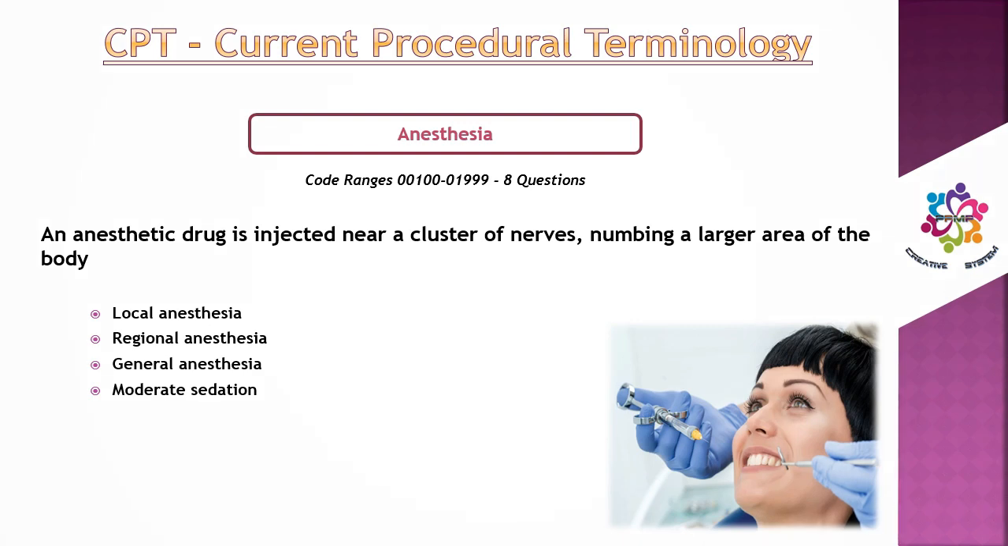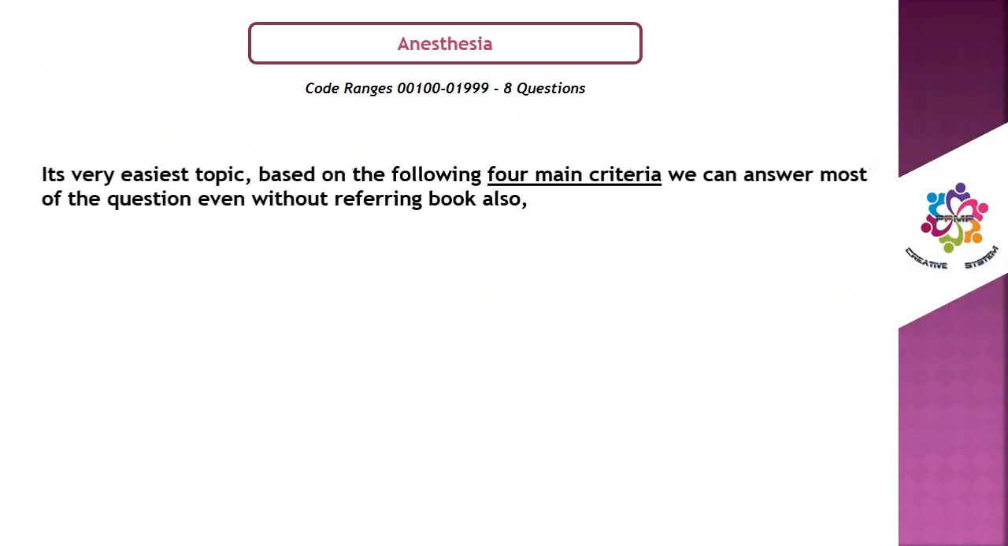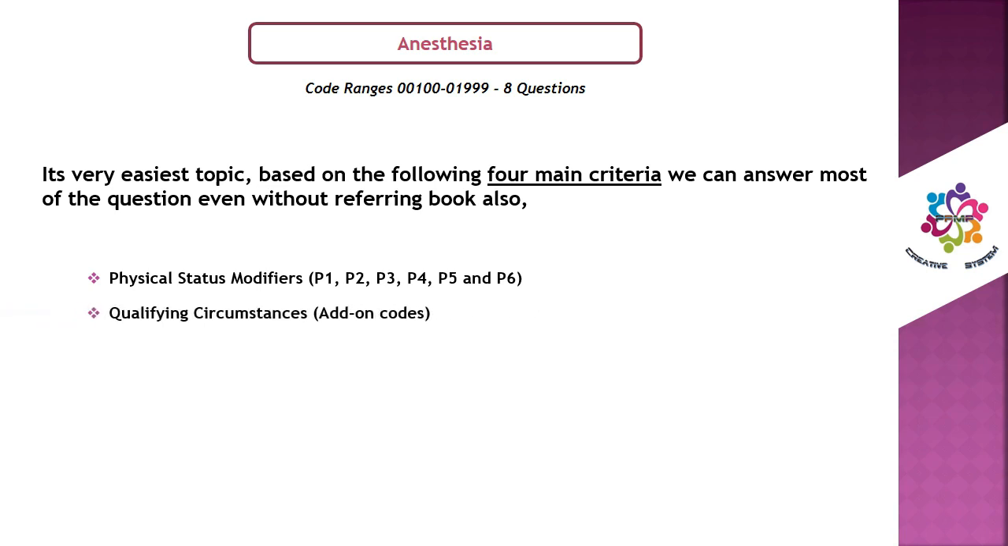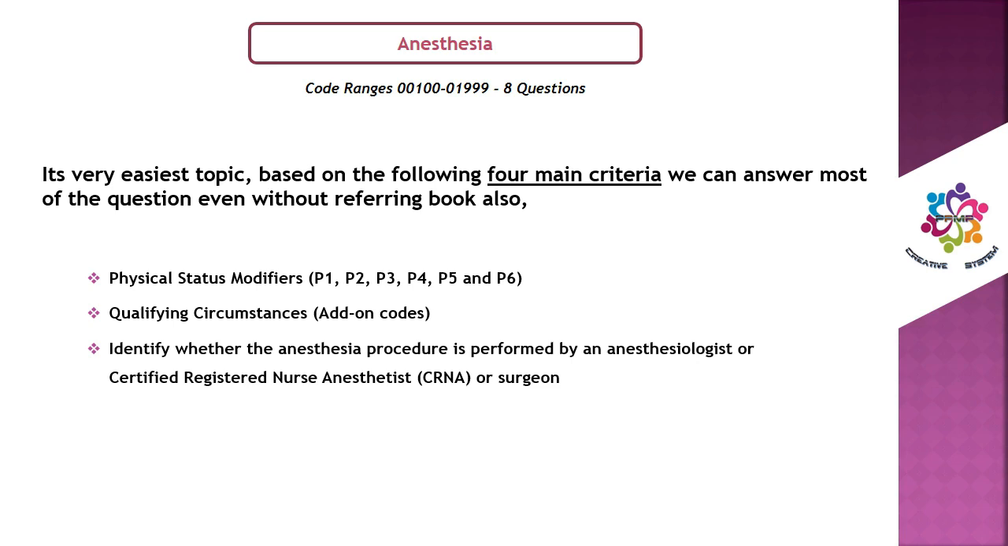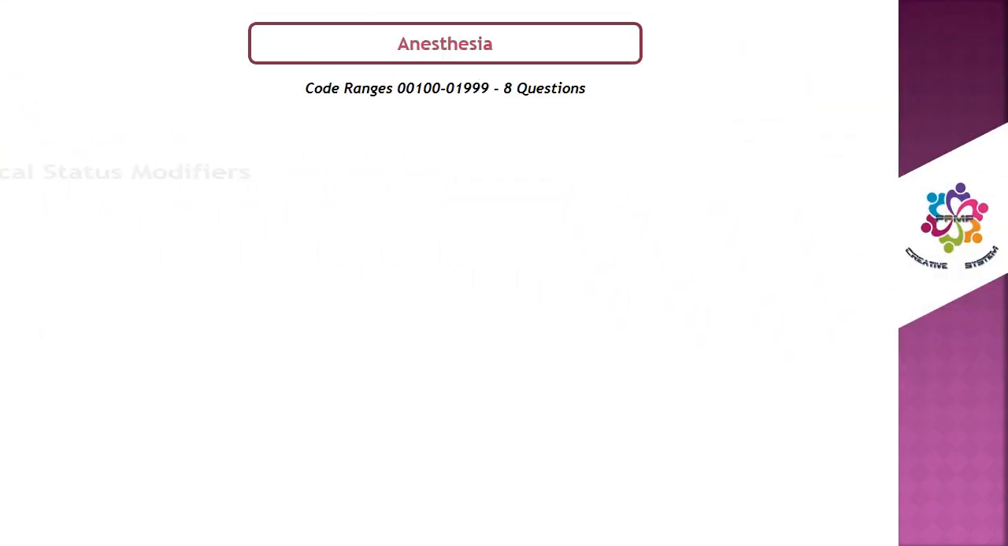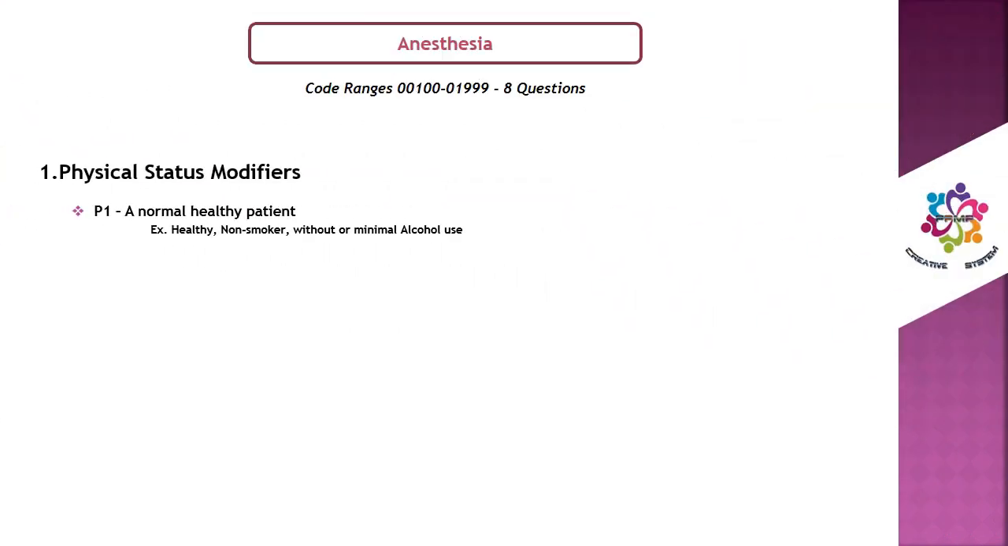in the CPC exam. It's a very easy topic, based on the following 4 main criteria, with which we can answer most of the questions even without referring to the book. 1. Physical status modifiers, P1, P2, P3, P4, P5 and P6. 2. Qualifying circumstances, add-on codes. 3. Identify whether the anesthesia procedure is performed by an anesthesiologist, or certified registered nurse anesthetist, or surgeon. 4. Time reporting. First we see physical status modifiers, in which there are 6 modifiers.